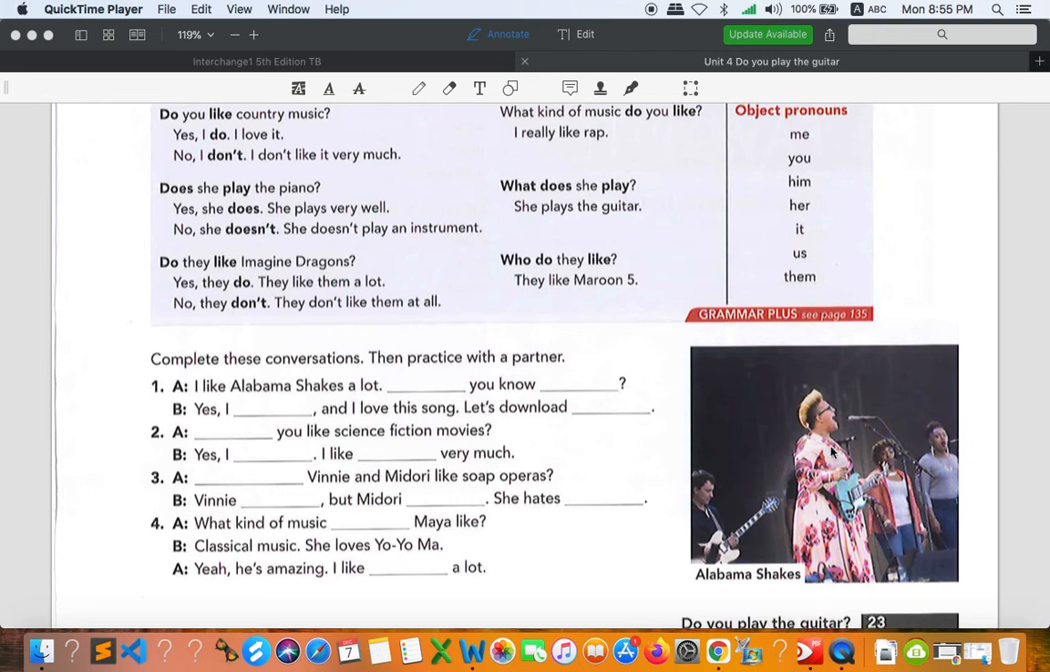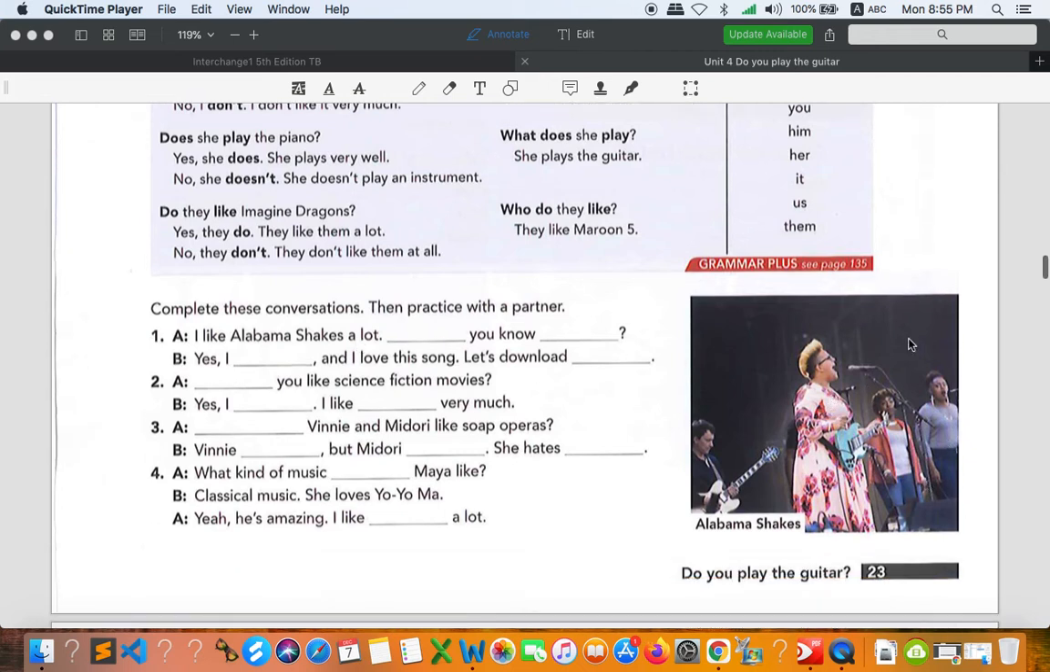So this is Alabama Shakes. It's a band. It's not only her, so it's a group. So you can say, do you like? Sorry, do you know them? And then the answer is yes, I do, and I love this song. Let's download. Okay. So we need to use an object pronoun right here.